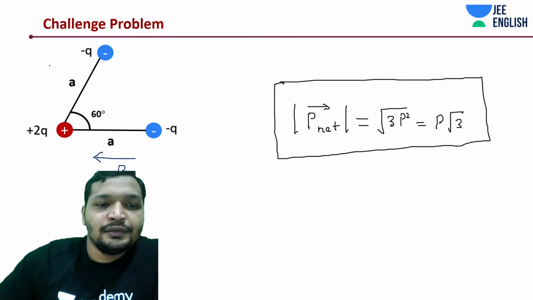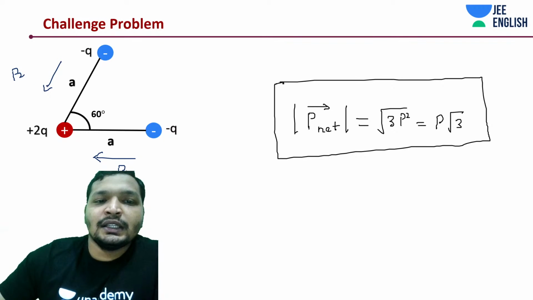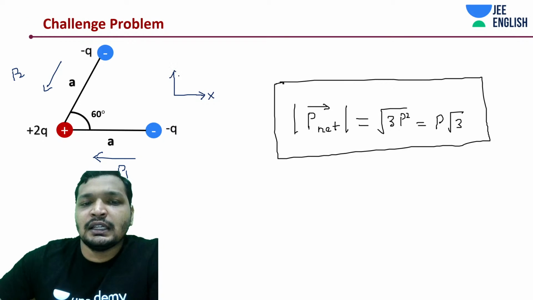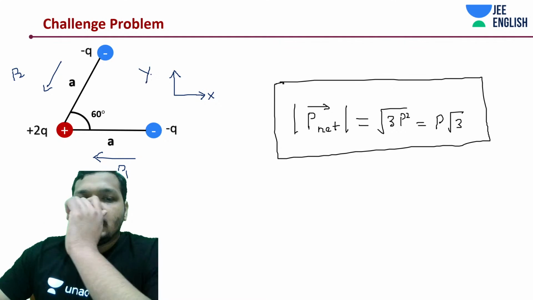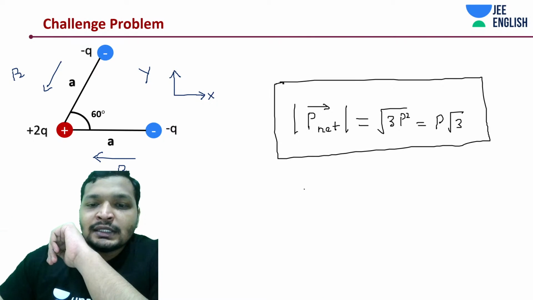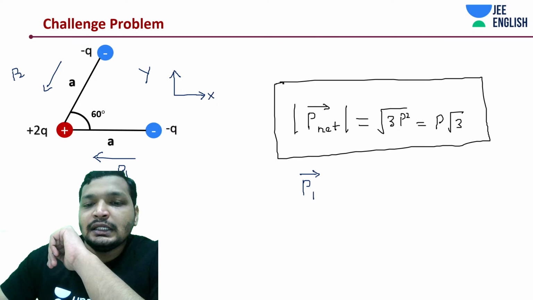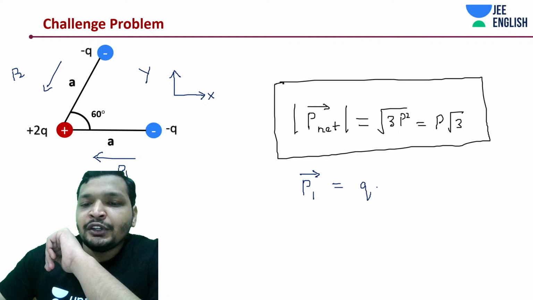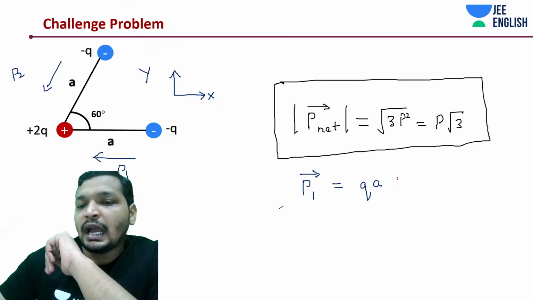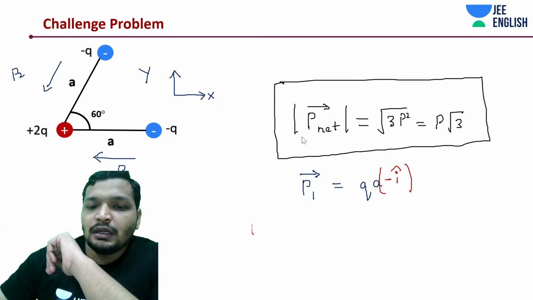What you're going to do is say this is p1, this is p2. Let's assume along the opposite direction of p1 we have the x-axis, and in the direction perpendicular to that of p1 we have the y-axis. Now, p1 is how much? The magnitude of charge is q into a into minus i cap. Minus i cap, isn't it?